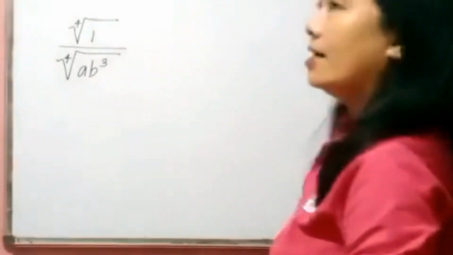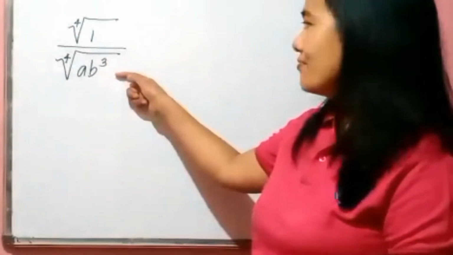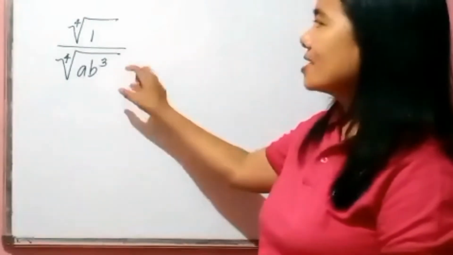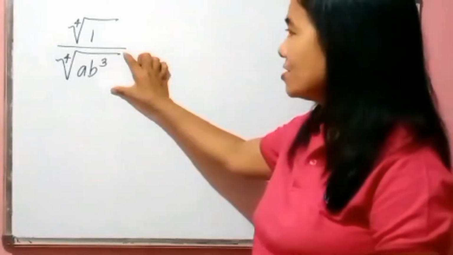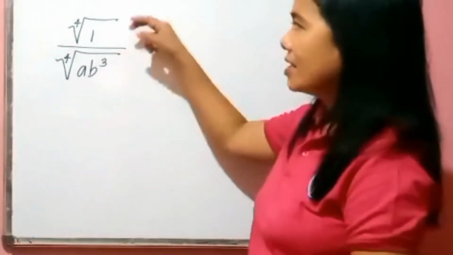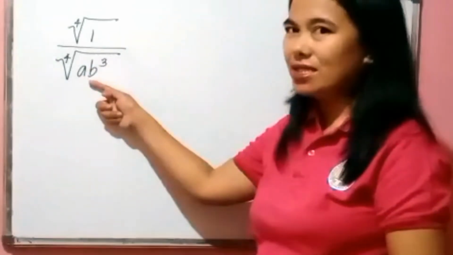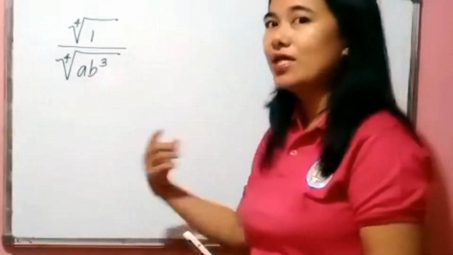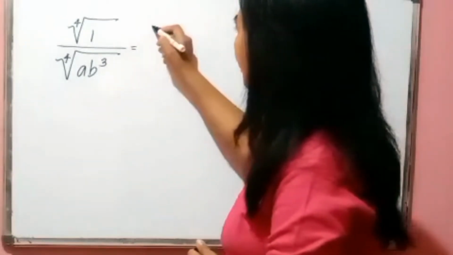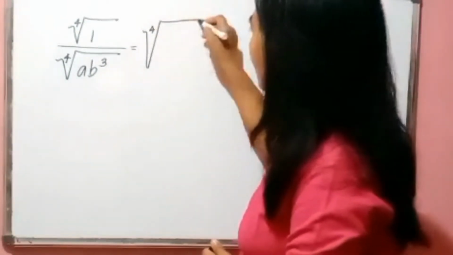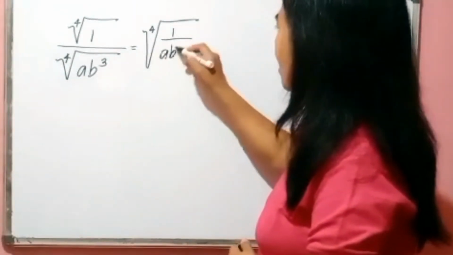Okay. Another example. Kung meron tayong 4th root of 1 over 4th root of AB cubed, paano natin tatanggalin? I-remove yung radical sign in the denominator. Kasi, kahit i-write mo sila as 1 divided by AB cubed, hindi rin naman pwede. So, what you're going to do is to do the rationalization na lang. So, kagaya kanina, pag-isahin na lang muna natin sila kasi pareho naman sila ng index. So, write as 1 over AB cubed.